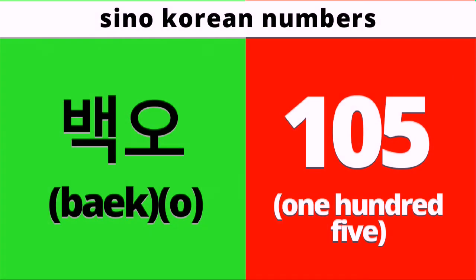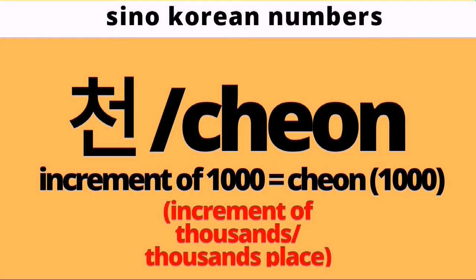This also works for other numbers from 1 to 9. Another example would be 105. We know that BEK is 100 and O is 5. So it's like 100 plus 5 is 105. Again, we'll have more examples of this further in this video. If we have increments of 1, 10, and 100, we also have an increment of 1,000. If we are dealing with numbers equal to or higher than 1,000, we'll be adding chon. In mathematics, this is equivalent to the thousands place.